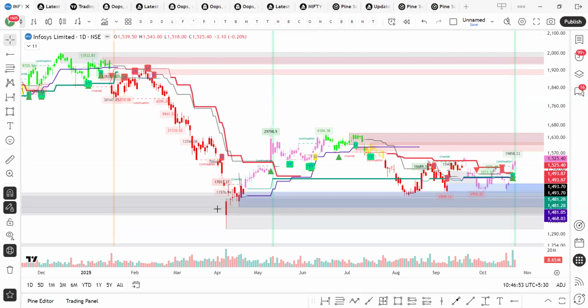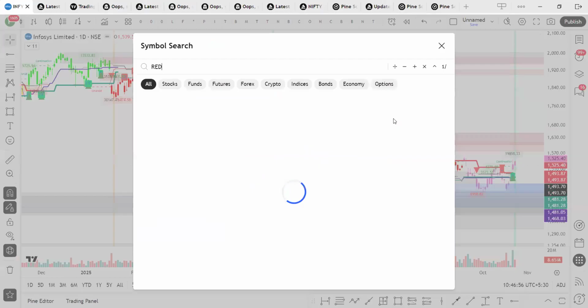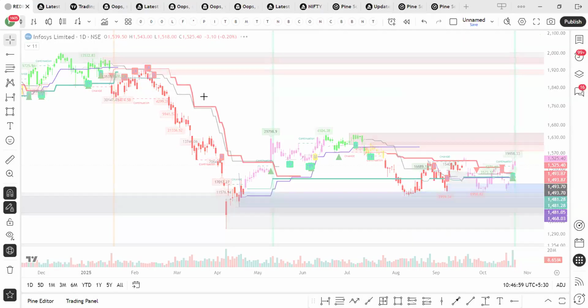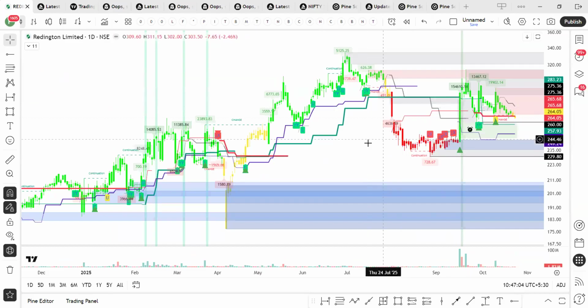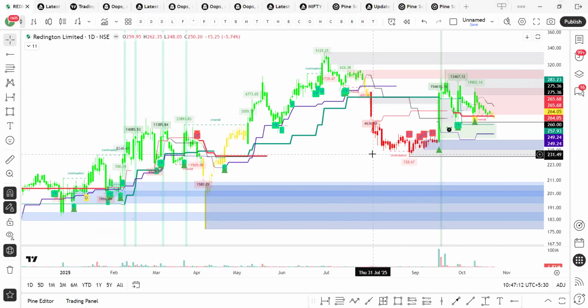Then, as for the trend before one single candle in Reddington, let me open the chart. We had discussed the chart of Reddington. The trend before one single candle is down, and only a single candle changed the trend in Reddington. Yes, a single candle can defy a trend or change the trend.